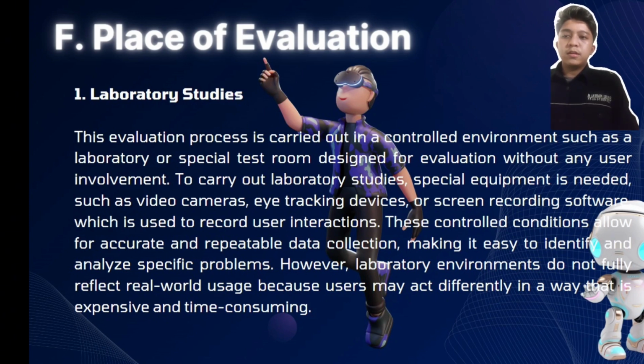First, laboratory studies. This evaluation process is carried out in a controlled environment, such as a laboratory or special test room designed for evaluation with user involvement. To carry out laboratory studies, special equipment is needed, such as video cameras, eye tracking devices, or screen recording software, which are used to record user interaction. This controlled condition allows for accurate and repeatable data collection, making it easy to identify and analyze specific problems.